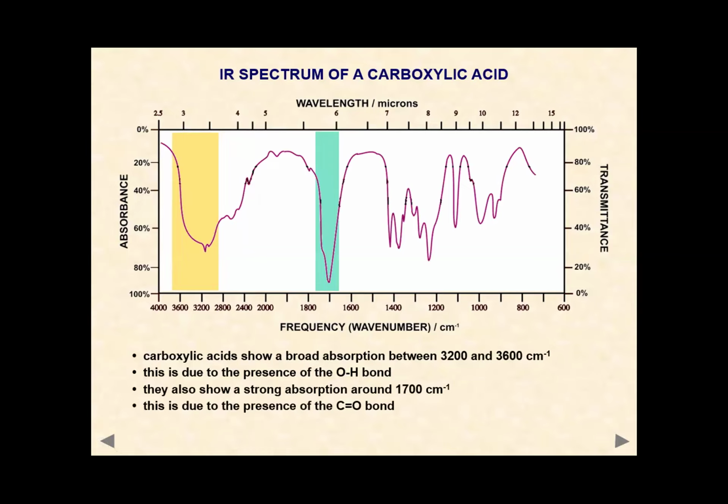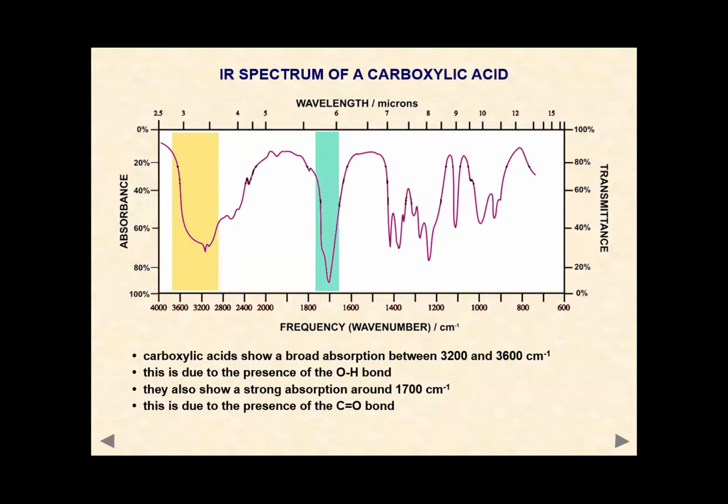I hope that you can easily see that there are two types of peaks which are present. One is the carbonyl peak, and the second one is the carboxyl group. So carboxylic acids show a broad absorption between 3200 and 3600 per centimeter. This is due to the presence of the OH bond. They also show a strong absorption around 1700 per centimeter. This is due to the presence of C double bond O.